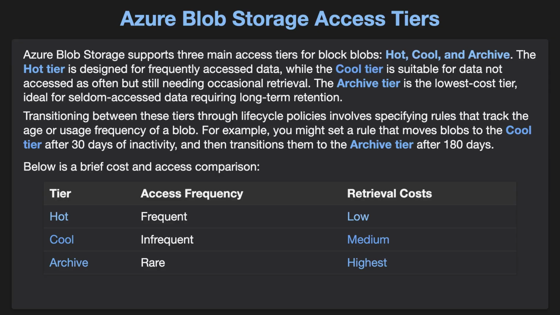Transitioning between these tiers through lifecycle policies involves specifying rules that track the age or usage frequency of a blob. For example, you might set a rule that moves blobs to the cool tier after 30 days of inactivity, and then transitions them to the archive tier after 180 days. Below is a brief cost and access comparison. Tier, access frequency, retrieval costs: hot, frequent, low; cool, infrequent, medium; archive, rare, highest.